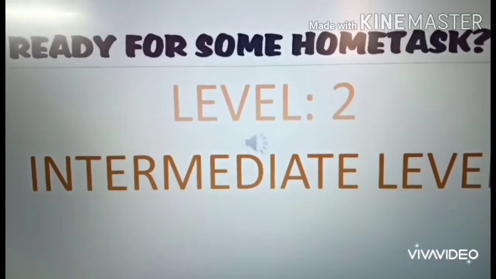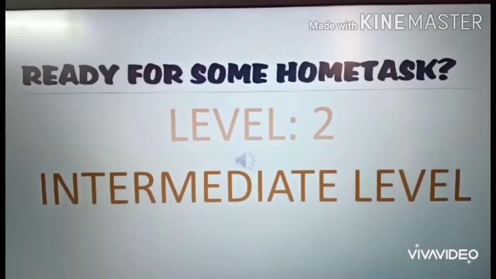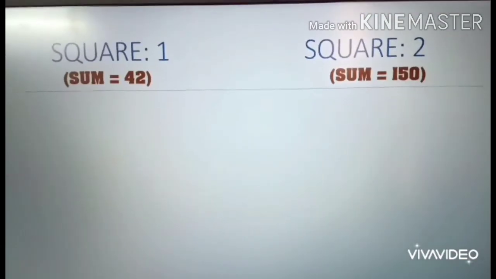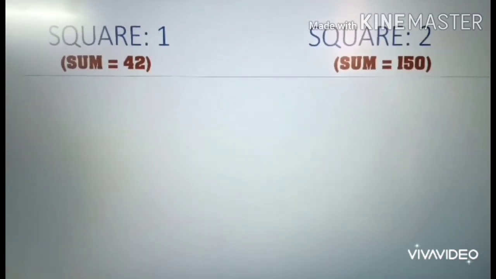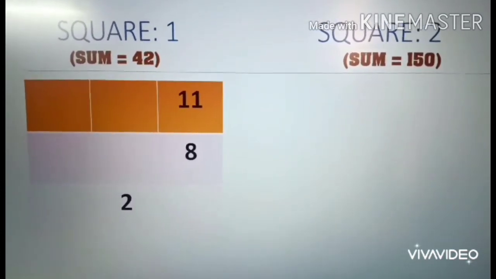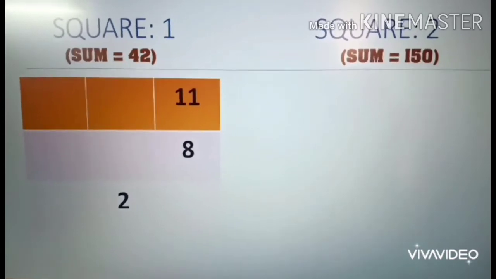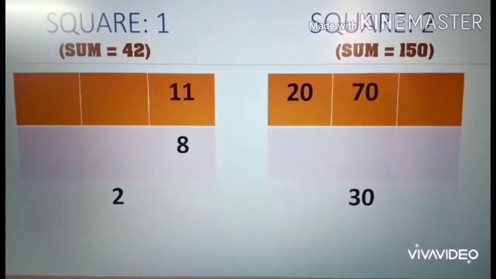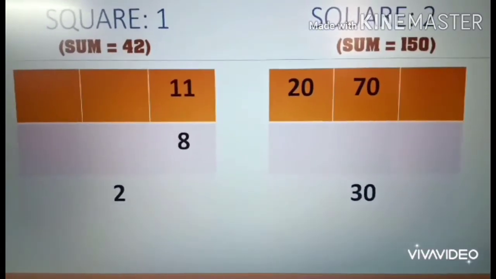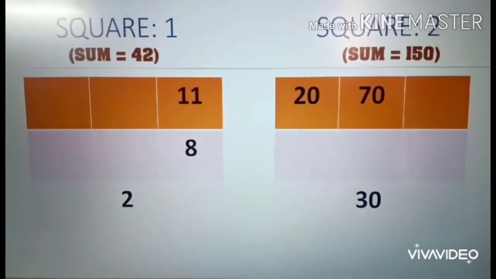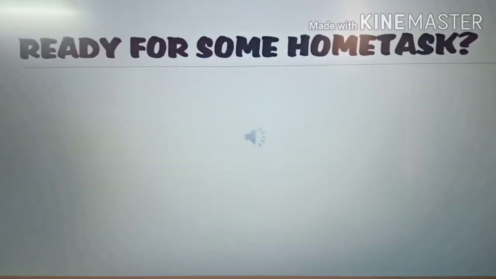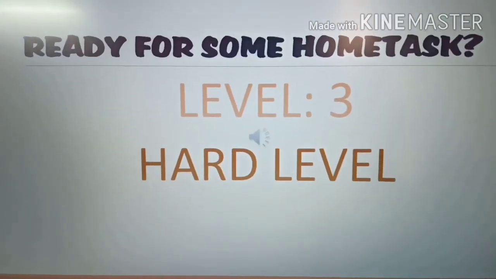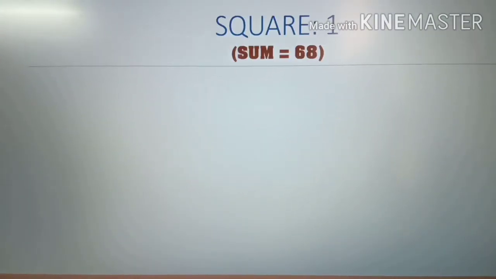Level 2, Intermediate level. Now in this level again you have been provided with two squares. After solving square 1 with sum equal to 42, you move to square 2 whose sum is equal to 150. Once you clear this level, you move to the third level, that is Level 3, Hard level.